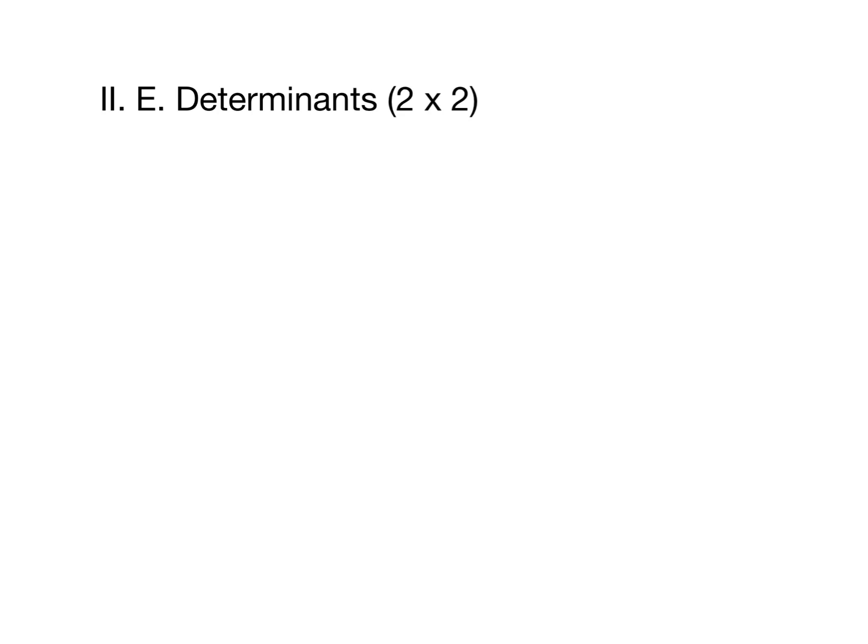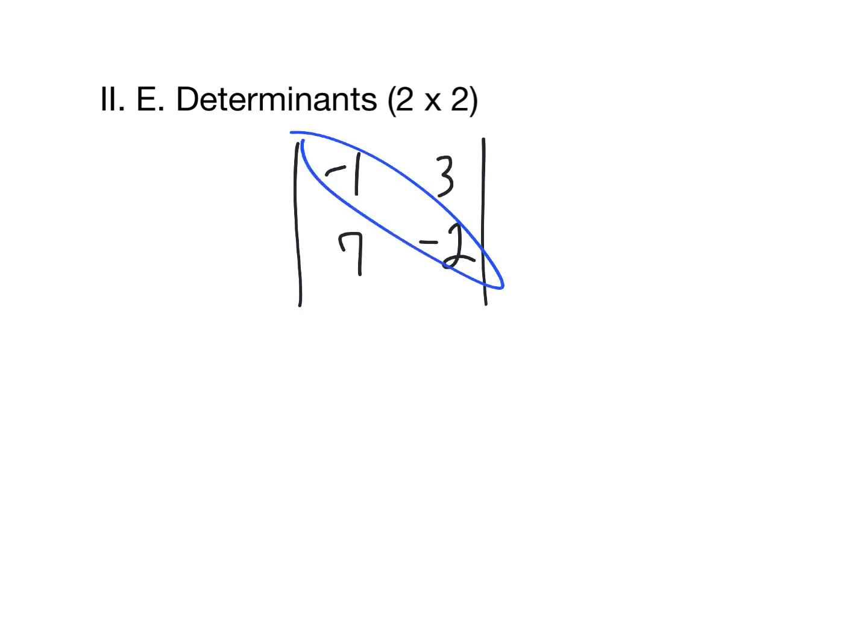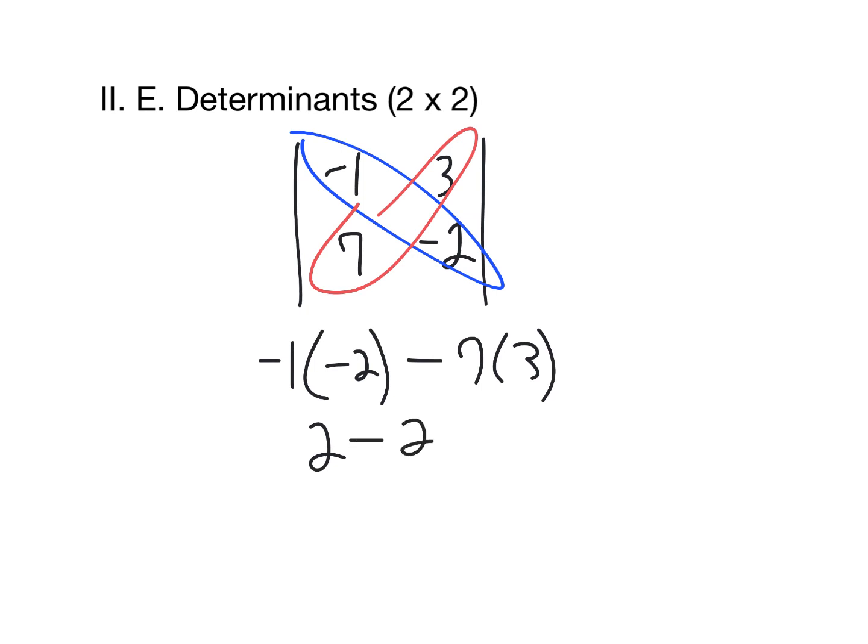The next thing is the determinant of a 2 by 2 matrix. So 2 by 2 matrix, say we got something like that. This is pretty straightforward once we know how this goes. We're just multiplying diagonally, so -1 times -2, and then minus the other diagonal. So minus 7 times 3. So this would be 2 minus 21. You can add the opposite if you want. That's going to be -19 would be that determinant.